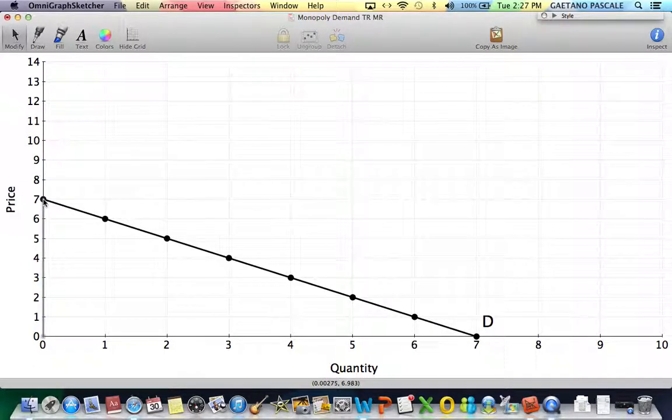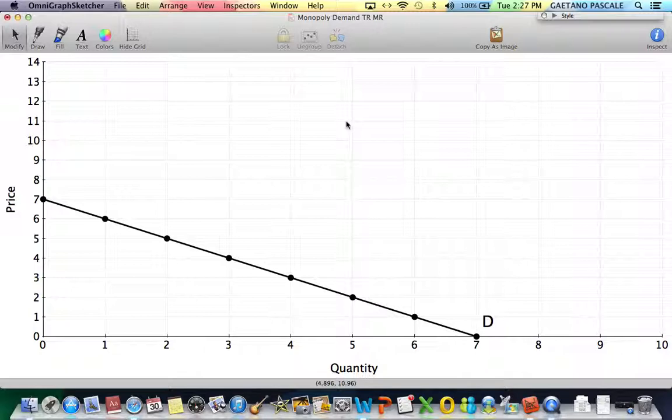So if we take a look at this, we can see that we have our demand curve here. You can see at a price of 7, people don't want to purchase any of this product. At a price of 6, people want to purchase 1. At a price of 5, people want to purchase 2. Price of 4, people want to purchase 3. And at 3, the quantity demanded is equal to 4. At 2, quantity demanded is equal to 5. At a price of 1, quantity demanded is equal to 6. And at a price of 0, quantity demanded is equal to 7.